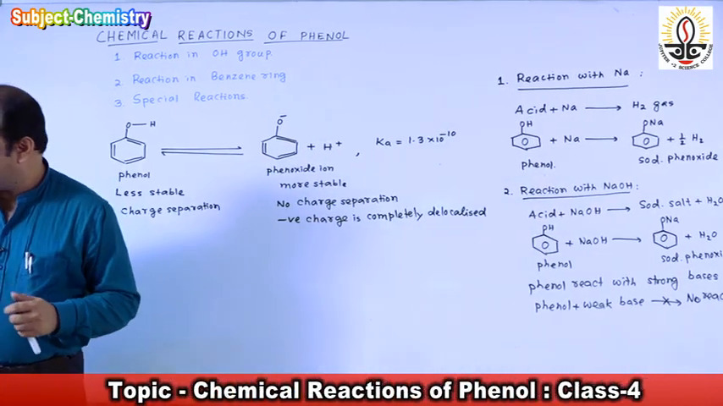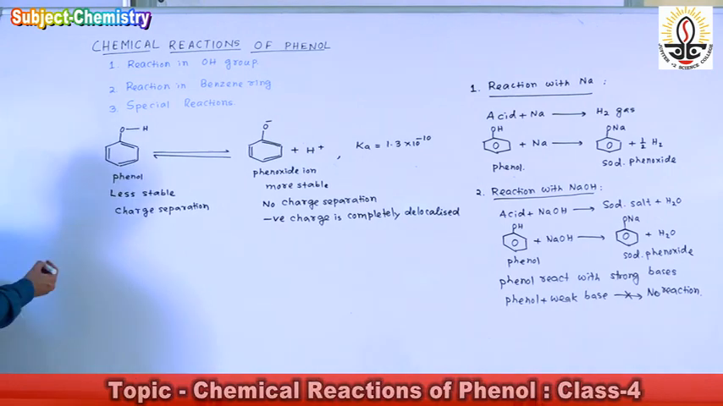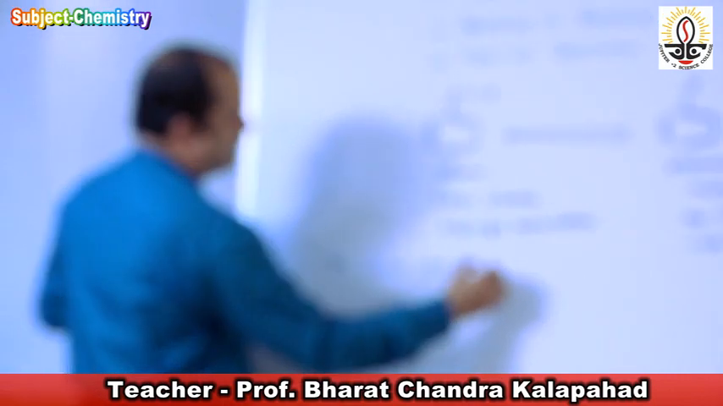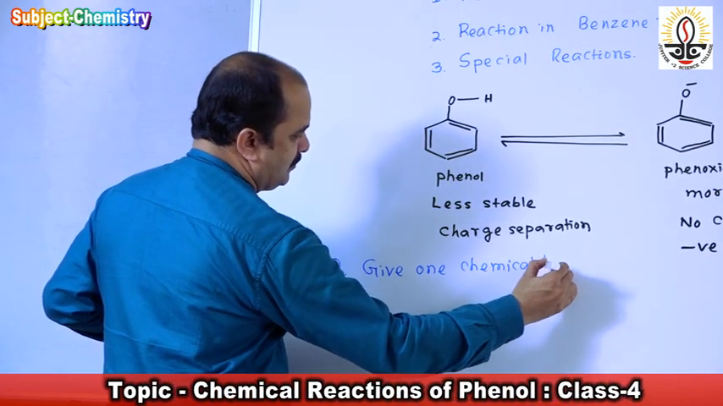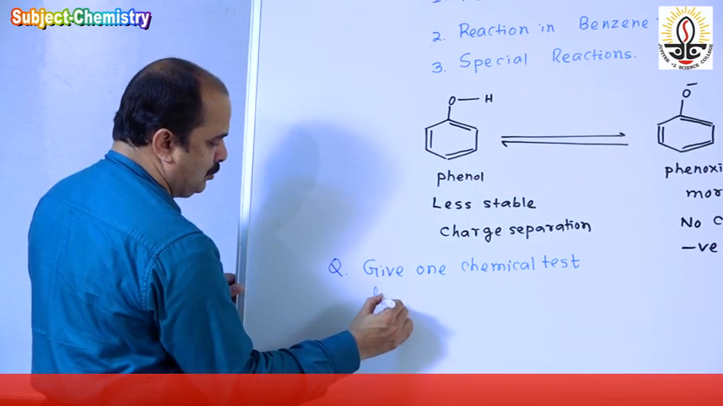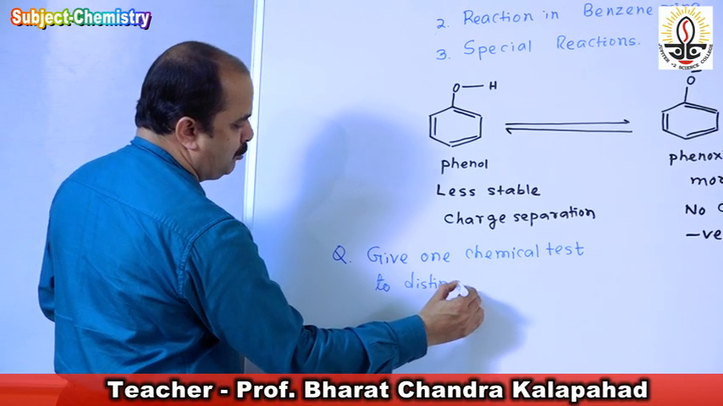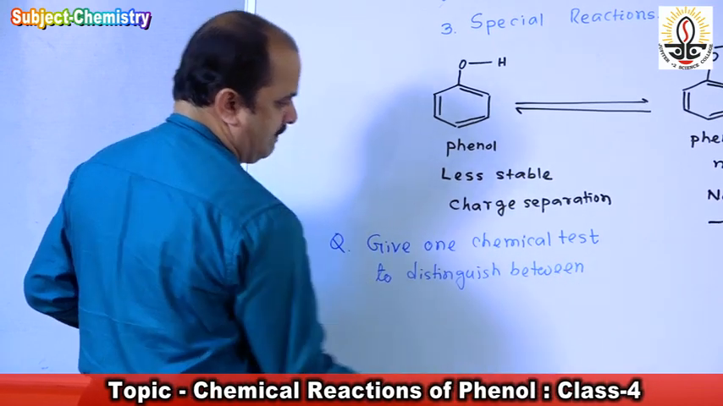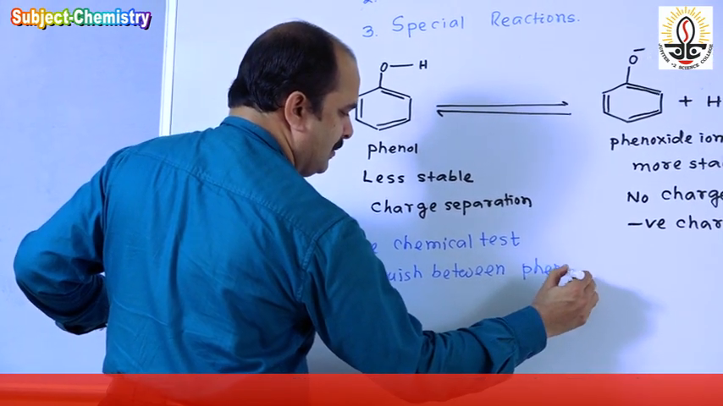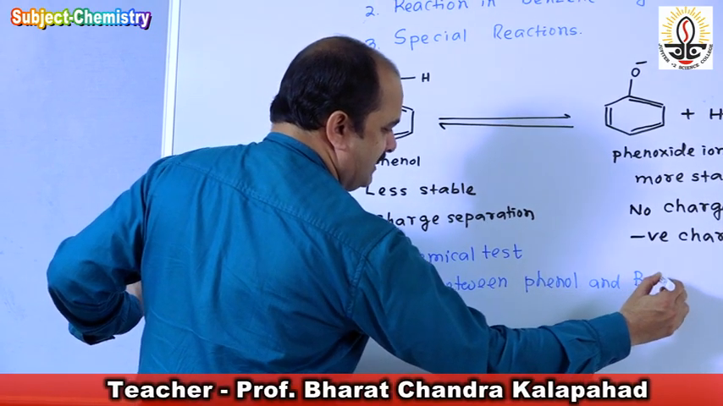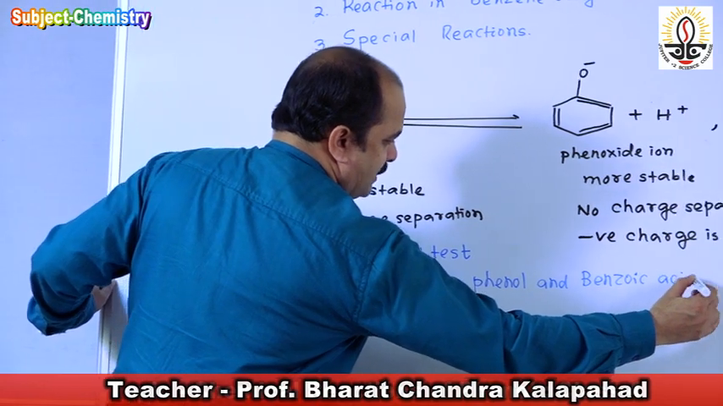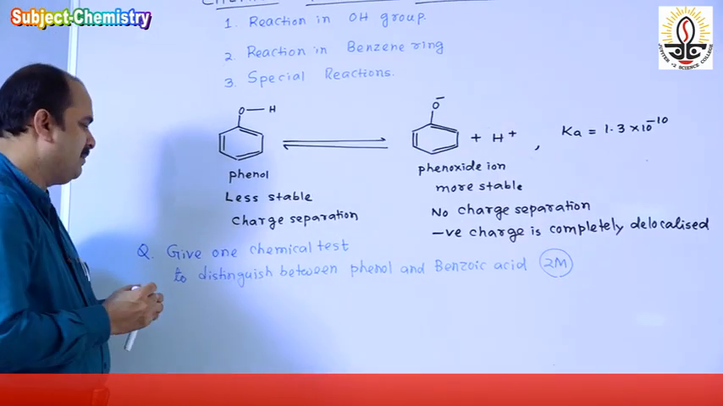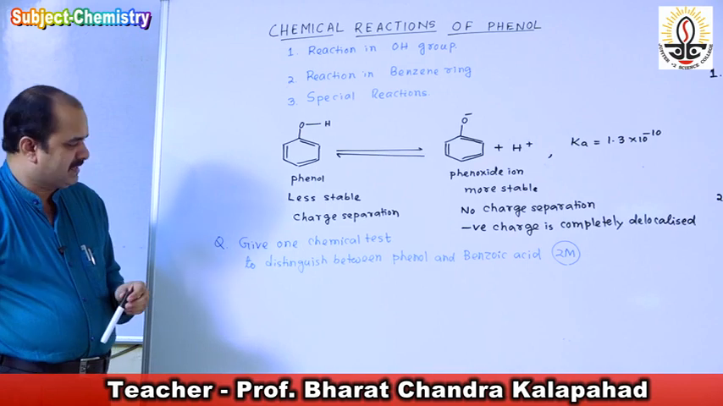Write down one question. Question is: give one chemical test to distinguish between phenol and benzoic acid. It carries 2 marks. Give one chemical test to distinguish between phenol and benzoic acid.